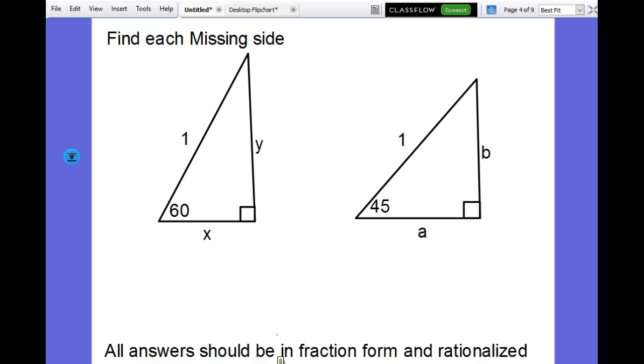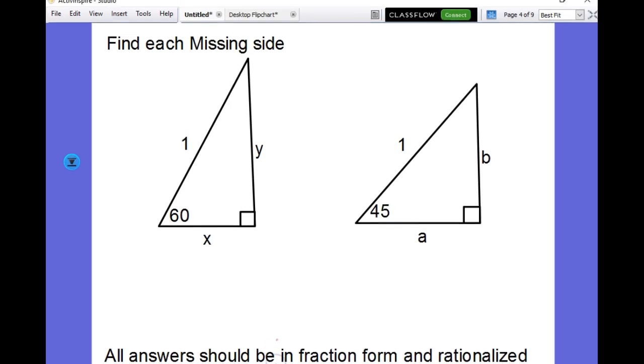Mr. Bailey, yeah. What do triangles have to do with circles? Ha! I will show you. That's right.